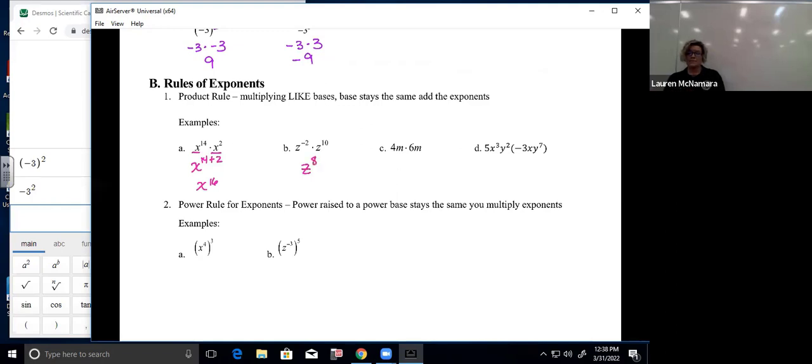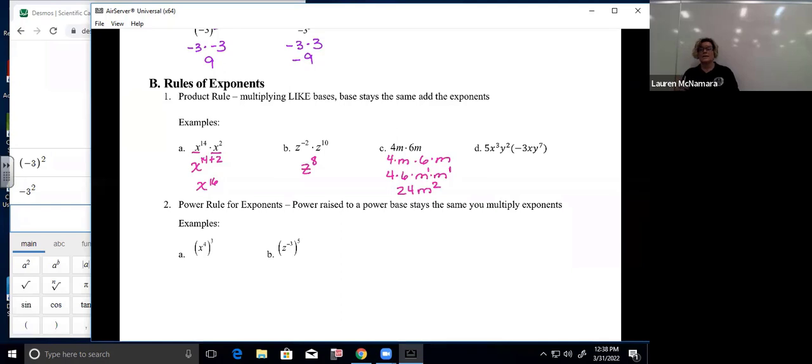Looking at c. All right, so I'm looking for multiplying like bases. The base stays the same. Well, this can be changed around here. I have 4 times m times 6 times m. So really, when I'm looking at this, all of this is multiplication. So I have 4 times 6 times m times m. Well, I have m to the first times m to the first, so that's why I'm adding my exponents. I get 24m squared.